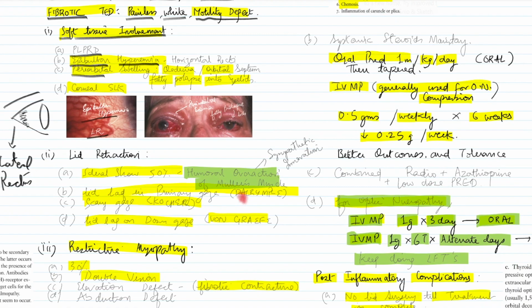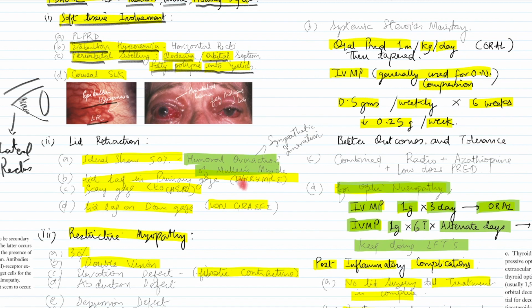Then there is a periorbital swelling also seen, which has edema near the orbital septum, and there is fatty prolapse into the eyelids, because of which there is periorbital swelling. Then there is some corneal superior limbic keratitis involvement also.